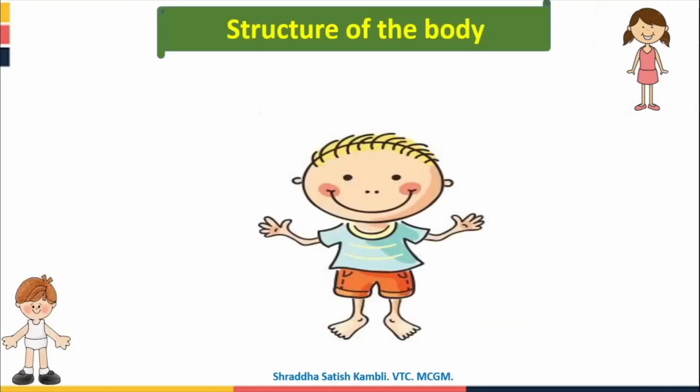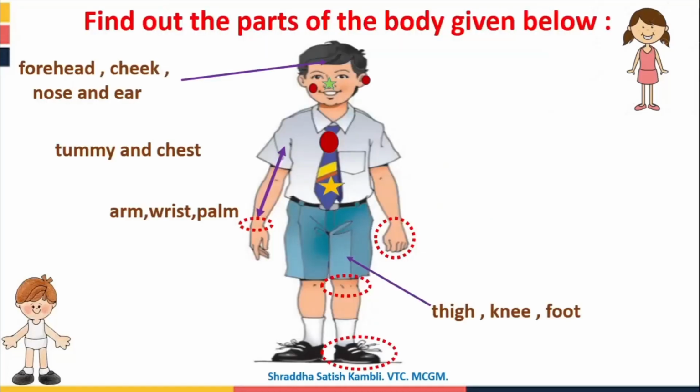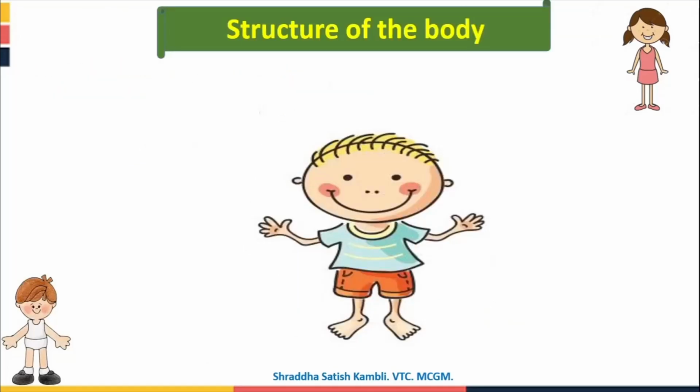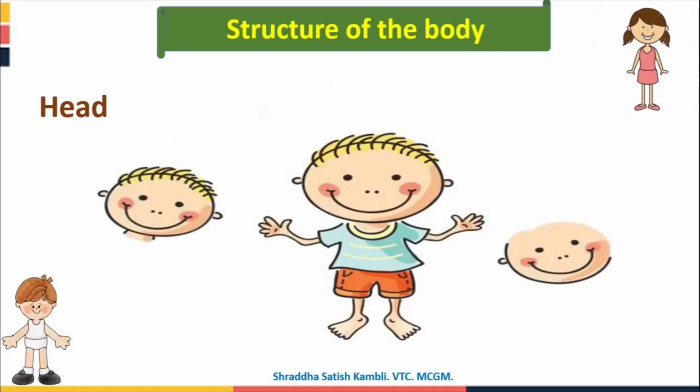Alright children, so now let us move on and let us see the structure of our body. So we are going to look at the structure. Now we looked at the parts of our body in the previous image. Here we saw the parts of the body. Now let us look at the structure of our body. So in the structure of our body, you will see that our body is divided into three main parts. Okay, one is the head. Alright, see, this is the head part of our body. Okay, so in the previous image, the forehead, the cheek, the nose, the ear, they were all part of the head.